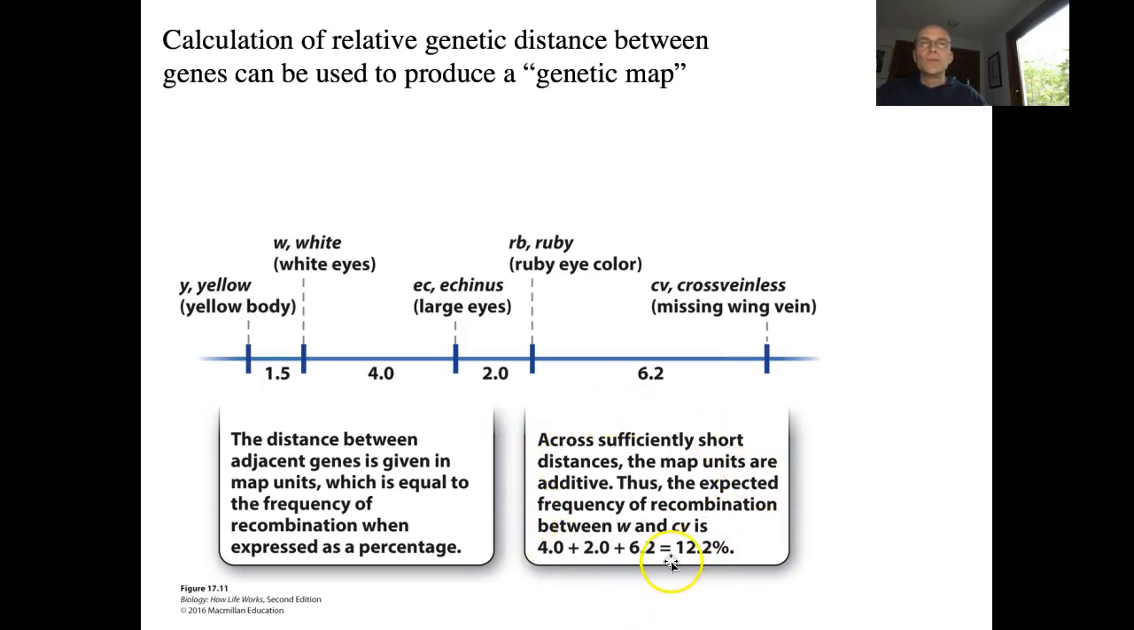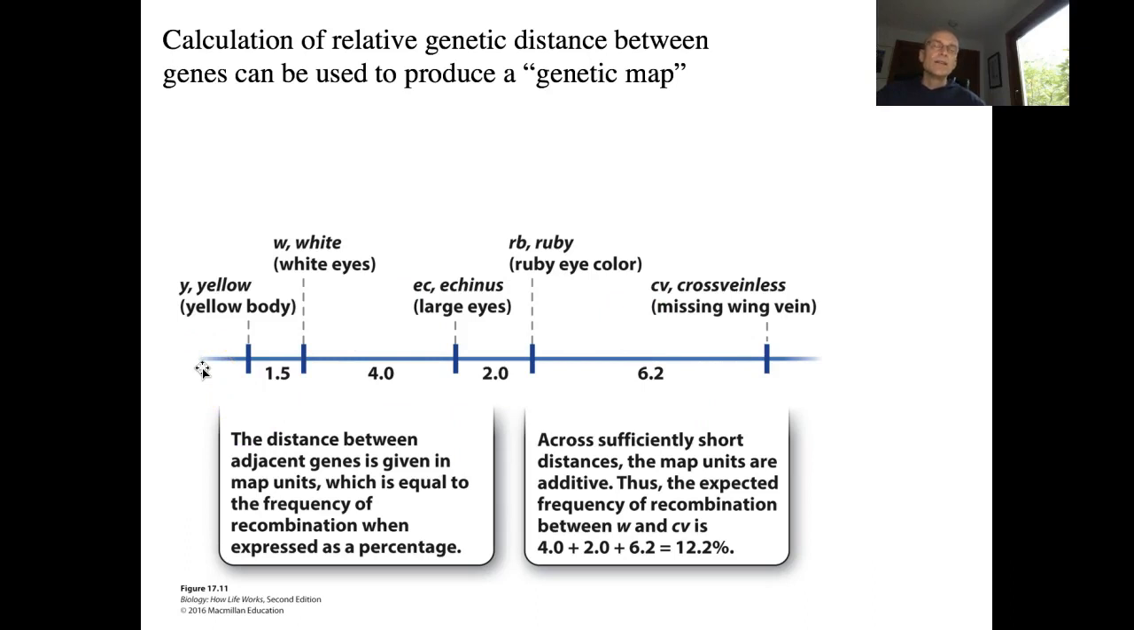And the book says here that across sufficiently short distances, so when we're just looking at relatively small distances on a chromosome, the map units are additive. So we can add these up. Thus, the expected frequency of recombination between W and CV is this plus this plus this, if we didn't have information from an experiment that just uses the CV and the W, which we did though. So with that, you can then also verify that. So this is a genetic map.